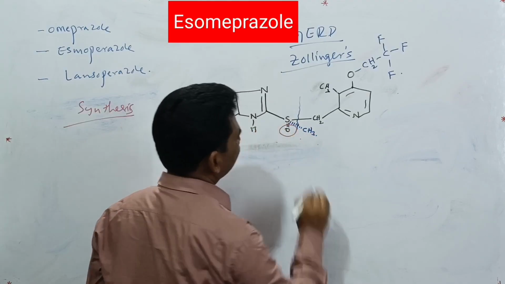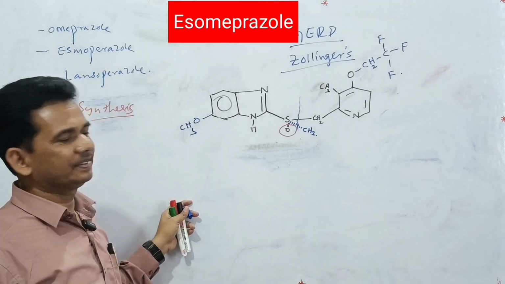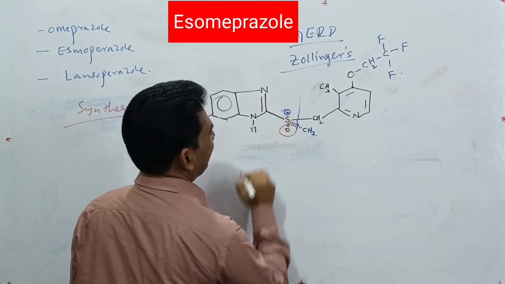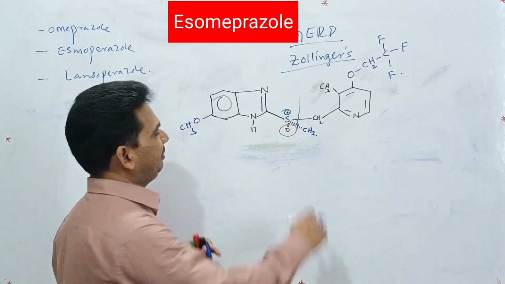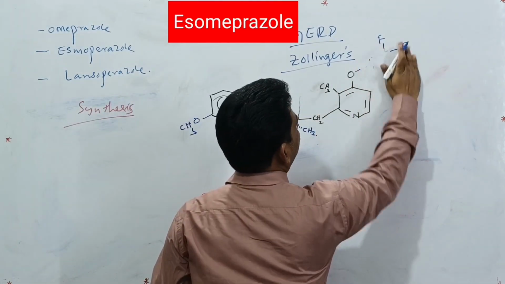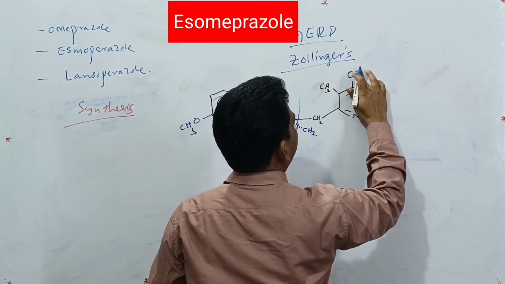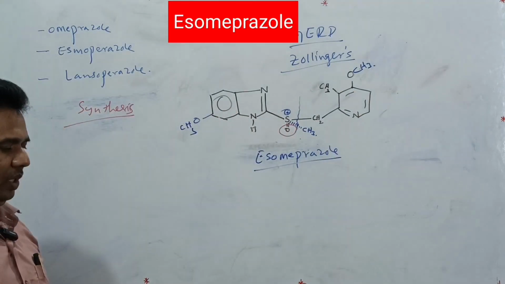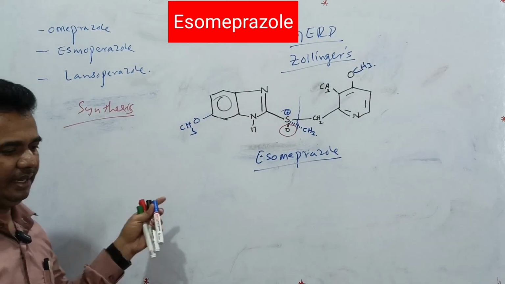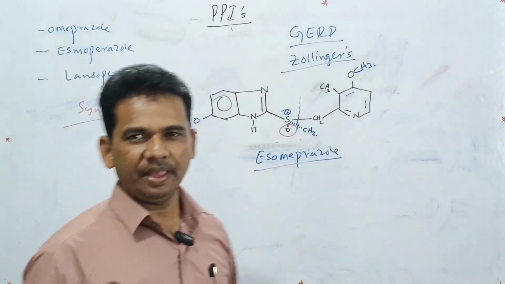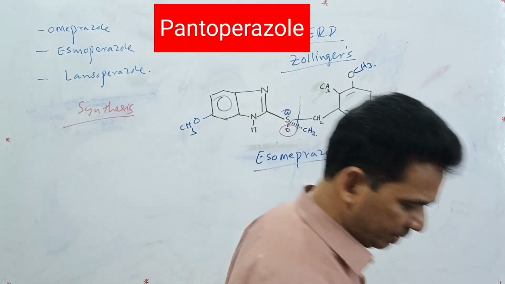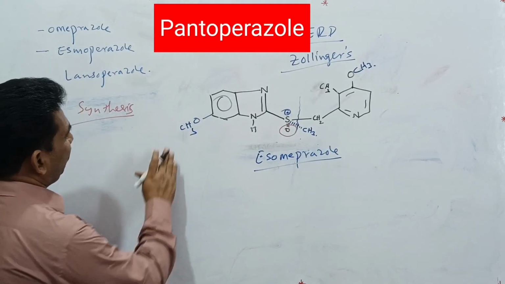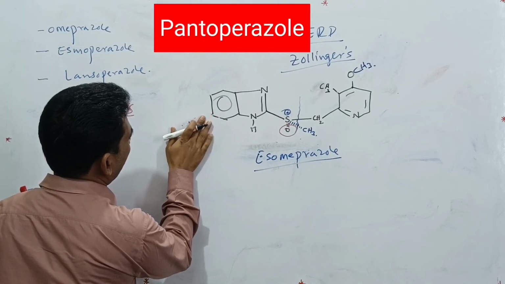See the difference. Okay, another methyl group. Then it will get the positive charge. The methyl group is common, but instead of trifluoroethyl, it will have the methoxy. Esomeprazole. Like this, minor differences are there. Like that you can take rabeprazole. You can take the next, pantoprazole. Pantoprazole won't have any methoxy group here.